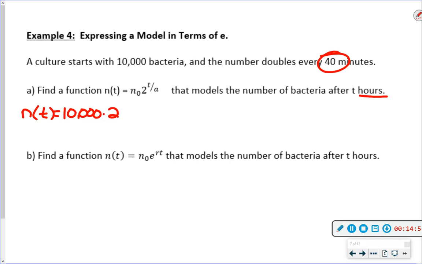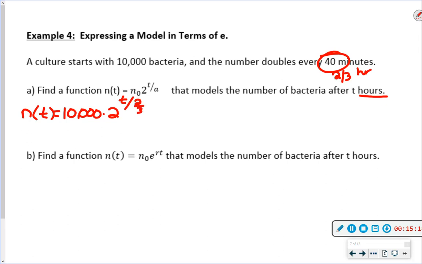We got to do a little converting because they want you to get the model for hours. They told you the time in minutes. Well, 40 minutes is how much of an hour? What fraction? 2/3. So I'm just going to put underneath that's 2/3 of an hour. Which is going to look a little weird. I don't really like it because we're going to have t over 2/3.